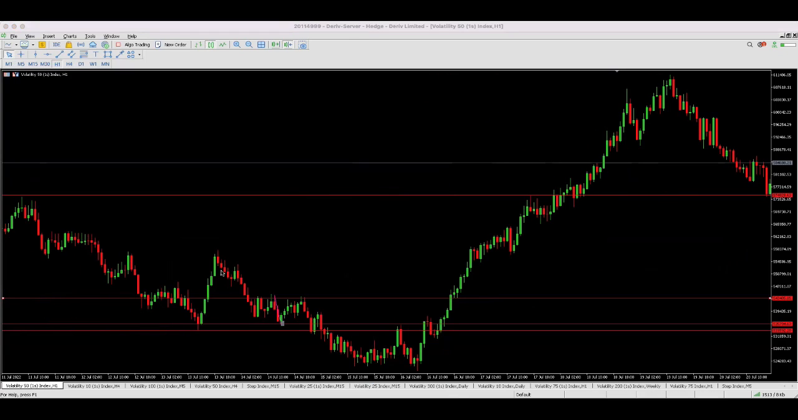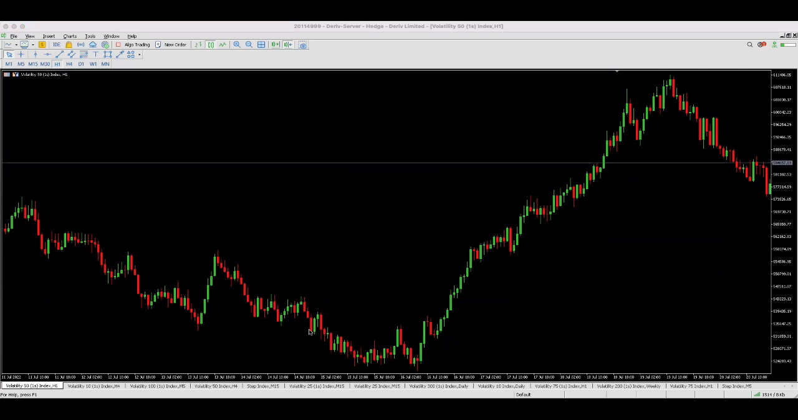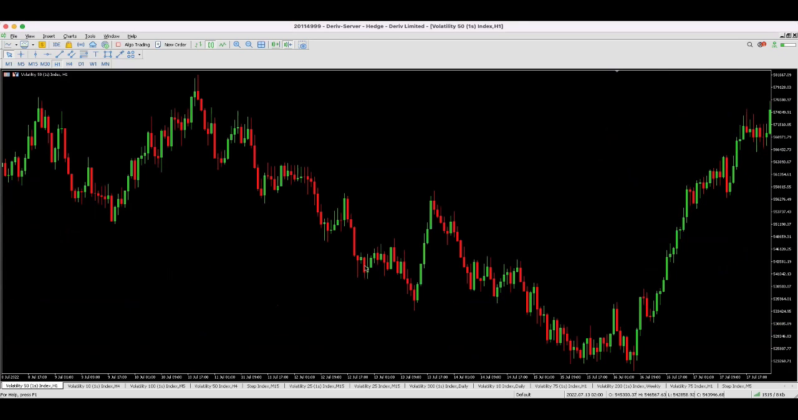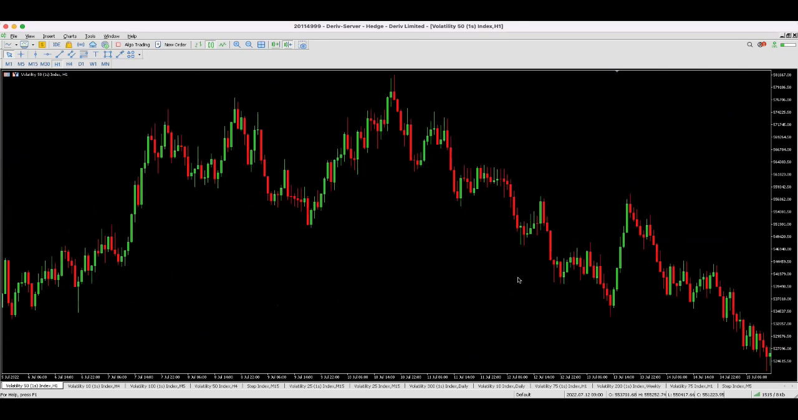Let's clear the chart. We don't like scribbling. Okay, we need to do things systematically. So I'm actually showing you how to backtest. Right? In a nutshell, this is how you do it. And then what else do we have over here?